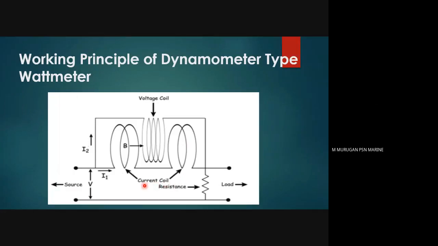This is the current coil. The diagram itself mentions that these two are the current coil. Between these two current coils, we place one pressure coil, that is the voltage coil. In order to make the resistance of this pressure coil high, to measure the voltage value, we connect some series resistance here. The voltage coil is always connected between two points, the supply points. This point is one point of the supply and this is another point of the supply. Between these two points only we connect the voltage coil and resistor.